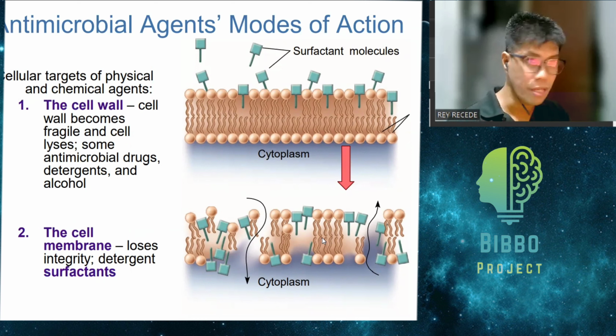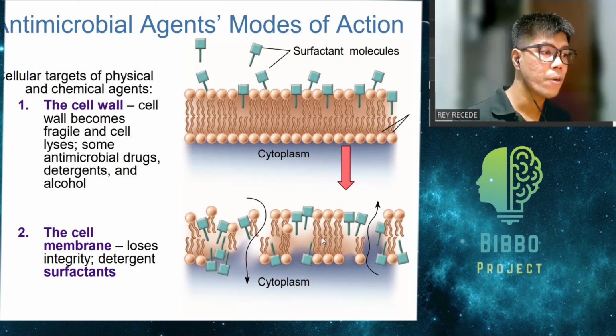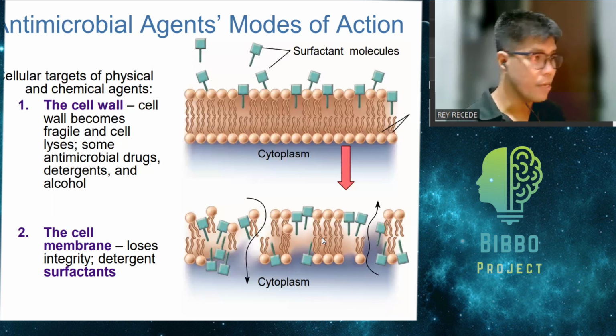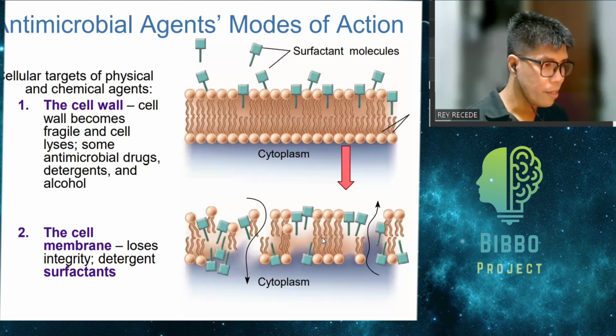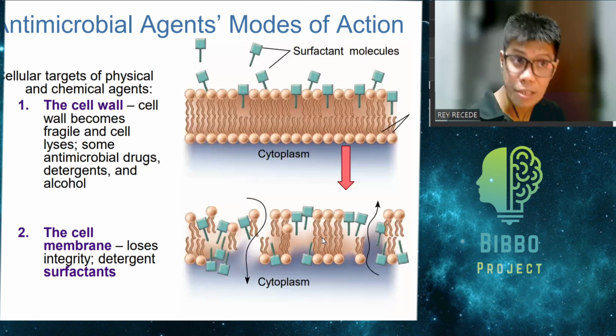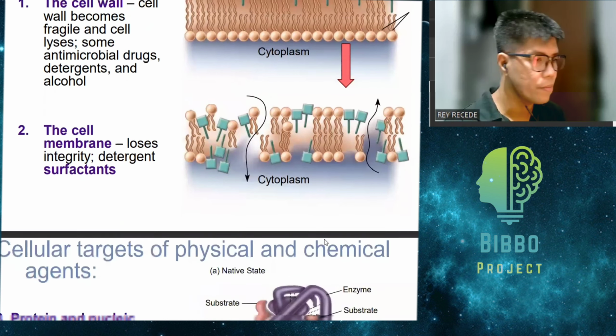What is the action? As stated here, the cell wall becomes fragile and cell lysis, pumuputok, no? It bursts, cell bursting. And some antimicrobial drugs, detergents, and alcohol could be the cause of this. They could be the chemical agents that could destroy the cell wall. The cell membrane loses its integrity. And some of these agents could be detergent or yung mga sabon, no? And many others that belong to the same category.